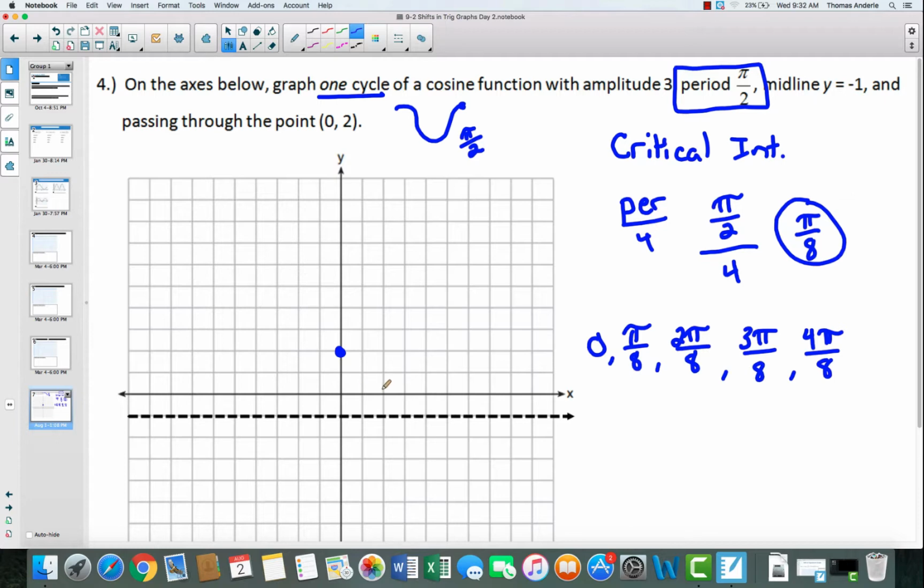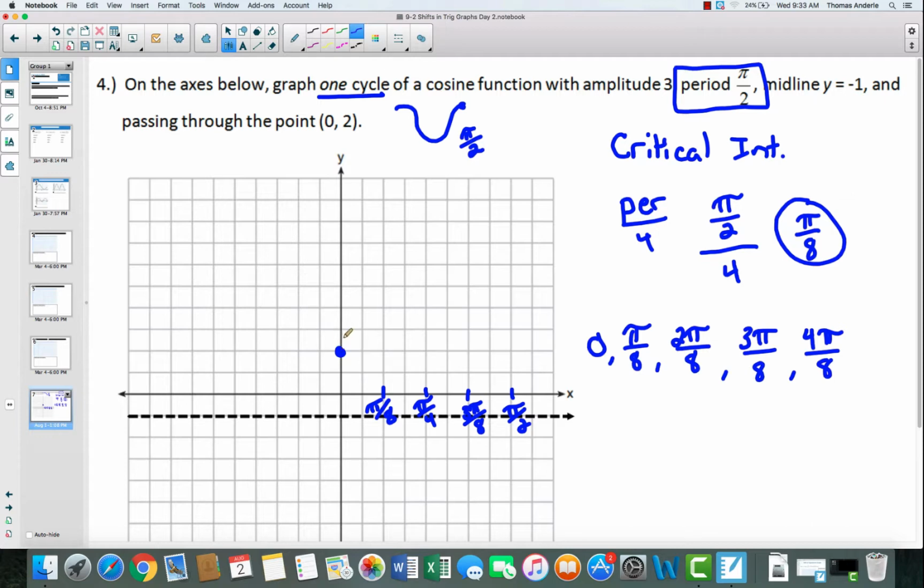Okay. So I'm going to skip 2 boxes, I think. That's pi over 8. Skip 2 boxes. I'll reduce that to pi over 4. Skip 2 boxes. 3 pi over 8. Skip 2 boxes. And that's pi over 2. Alright, so I'm about ready to graph it.